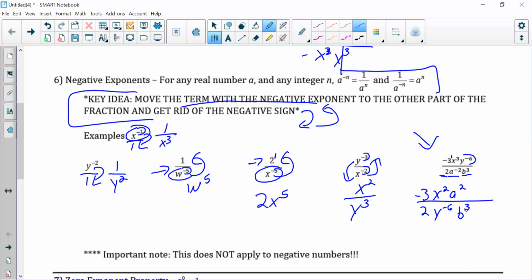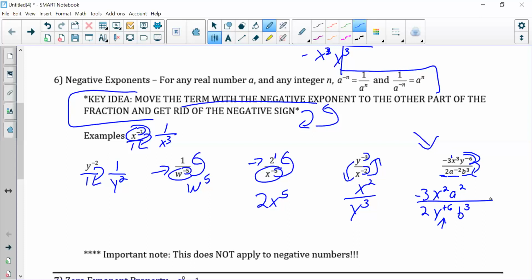All right, did you notice the mistake I made? Maybe you didn't. Look right here, this y. It was on the top. It was negative. I moved it to the bottom. Did you notice that I forgot to make it positive? Always watch that. When you move it from the top to the bottom or from the bottom to the top, the sign changes.